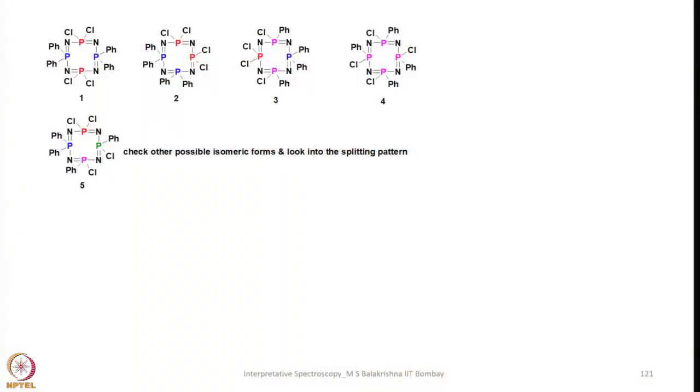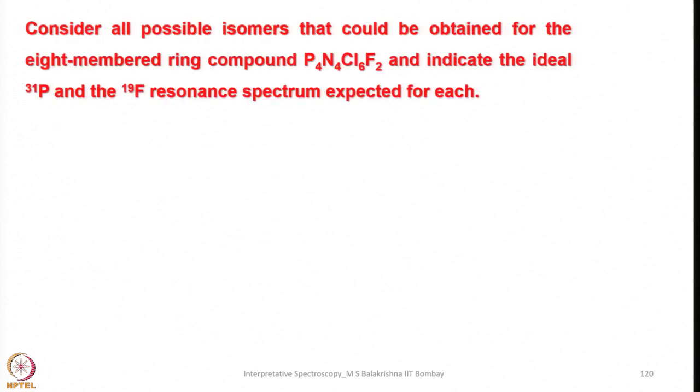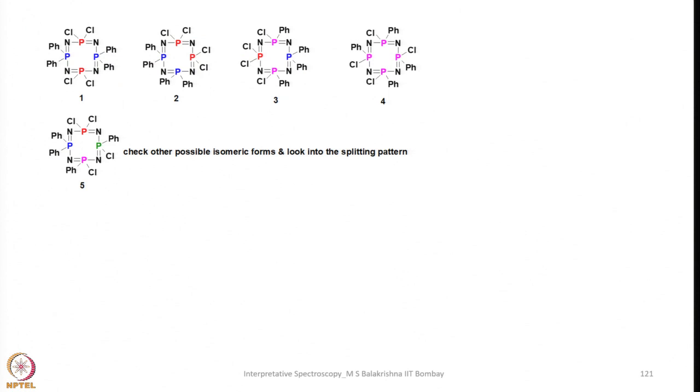So now what we should do is try to sketch all possible isomers, and then sketch the 31P NMR spectrum and also the 19F NMR spectrum for each isomer. I have already written all possible isomers. Totally 5 isomeric structures are possible for this composition. Of course, here I have taken a different molecule from the problem I showed you, P4N4Cl6F2. To make it a little simpler, I have considered 4 chlorine atoms and phenyl groups. Maybe in my next lecture I can sketch all possible isomers for the Cl6 and F2 combination and then sketch the NMR spectrum for each case. So now let's look into this simple one.